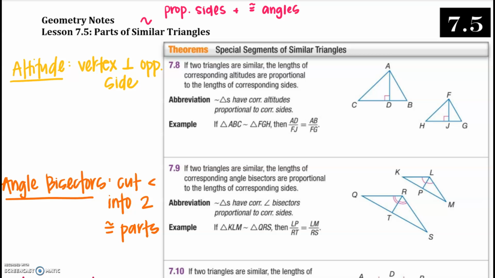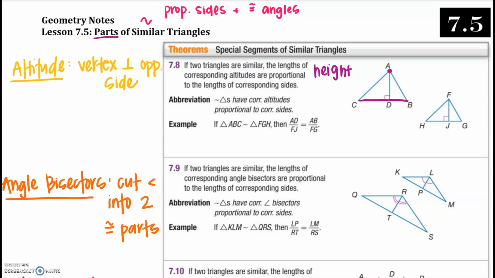In this section, we're going to talk about the parts of the triangle. If you recall, back in chapter 5, I believe, were the parts of our triangle. Recall the word altitude, which is also the height. Remember, it goes from your vertex and is perpendicular to your opposite side. So we're going to talk about altitudes.